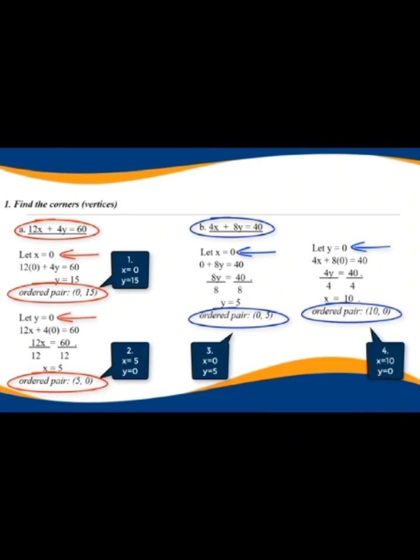Let's proceed to B. 4x plus 8y equal to 40. Let x equal 0. 0 plus 8y equal to 40. 8y divided by 8 equal 40 divided by 8 is y equal 5. Ordered pair is x equal to 0 and y equal to 5. Next, let y equal to 0. So 4x plus 8 times 0 equals 40. 4x divided by 4 equal to 40 divided by 4. Answer is x equal to 10. We have ordered pair x is equal to 10 and y is equal to 0.